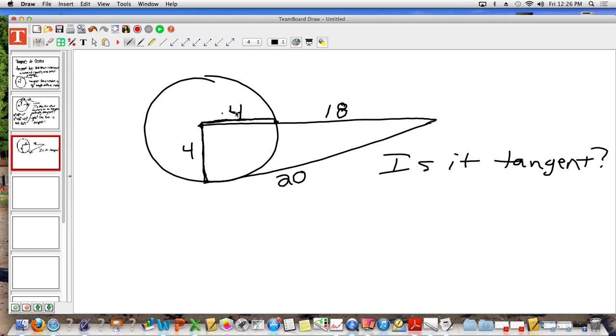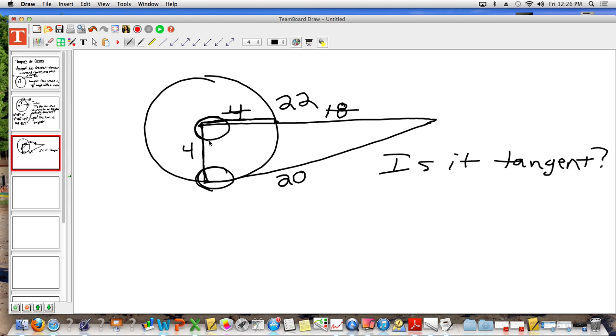It's 22. So I'm going to cross off the 4 and the 18, and I'm just going to label it as a big old 22. Where is the right angle, you guys? Is the right angle here, or is it here? It's inside. Okay, so that's where we need to talk.